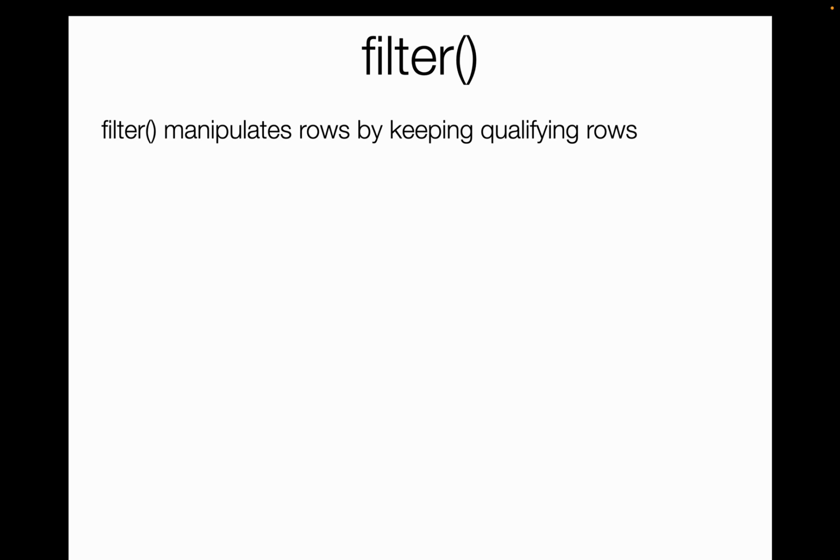Okay, now let's actually get into the functions in dplyr. I mentioned this one before. It is the filter function. So we're manipulating rows. And remember, rows are cases. So filter, as the name suggests, is going to filter the rows by only keeping qualifying rows.